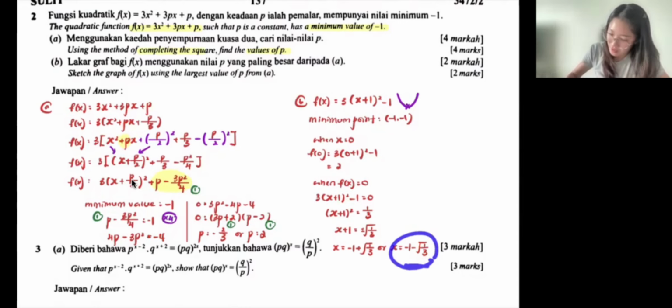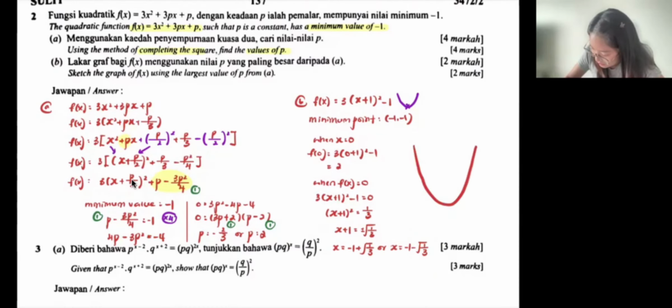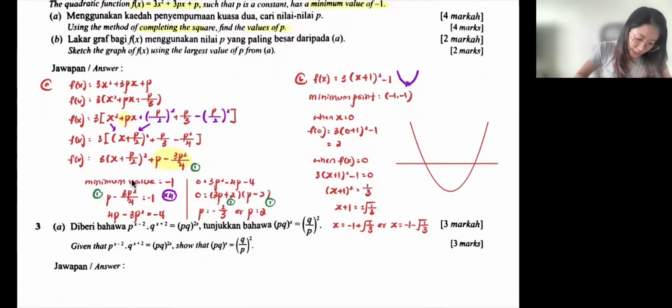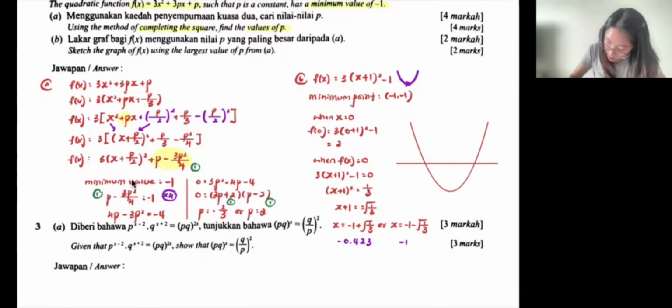This one is smaller. Okay, so let us sketch. It will be a smiley face. You can draw the smiley face first. And then we have 2 roots. -1 plus square root 1 over 3 is 0.423. -1 minus square root 1 over 3 is -1.577. Yep, this one is smaller.